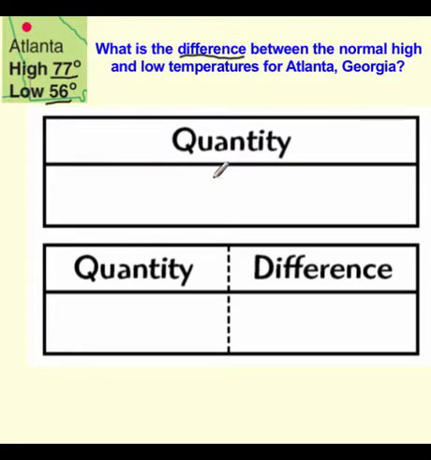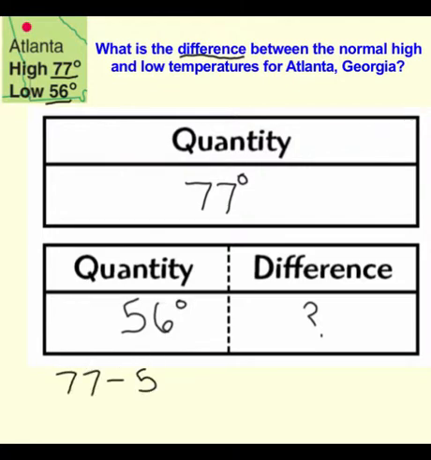One quantity or measurement that we have is a high temperature of 77 degrees. Another piece of the information is that I have a low of 56 degrees. My job is to find the difference. Difference means subtract. I'm going to now solve the problem. 77 minus 56.